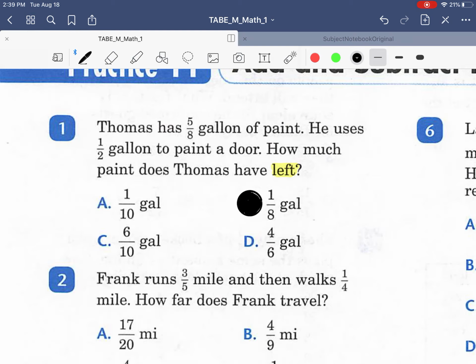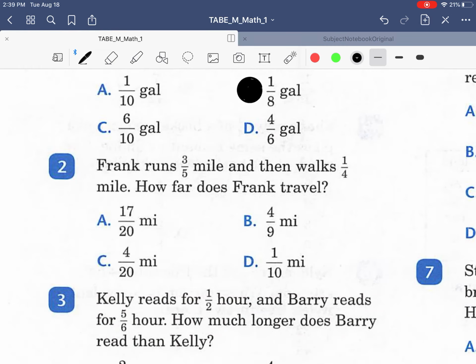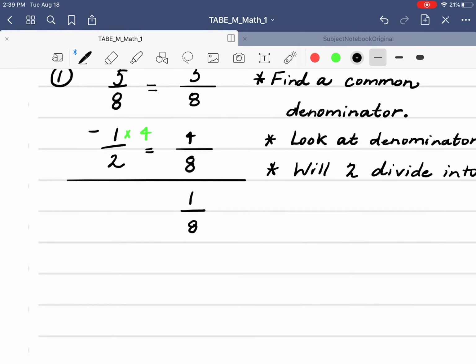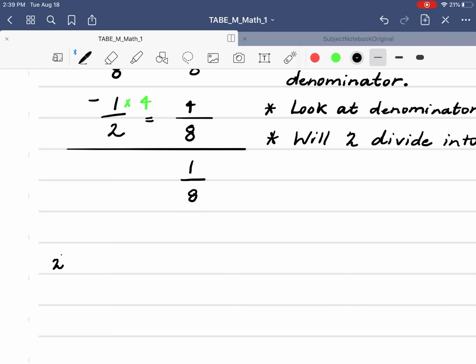You must get a common denominator to be able to add or subtract fractions. That's why lesson 10 was so important. Frank runs 3/5 of a mile and then walks 1/4 of a mile. How far does Frank travel? Keyword is and. So we're adding 3/5 and 1/4.